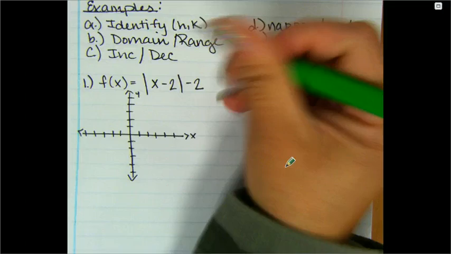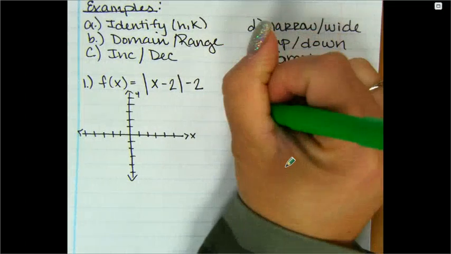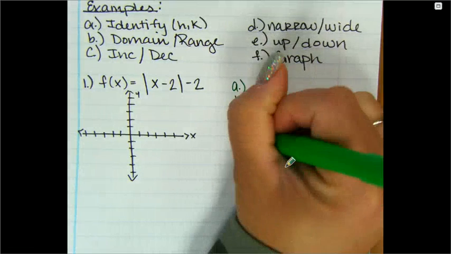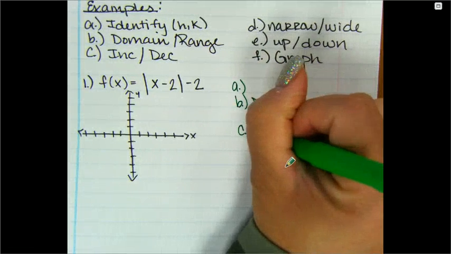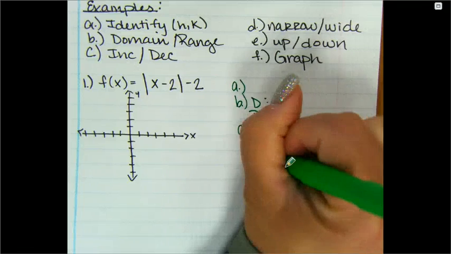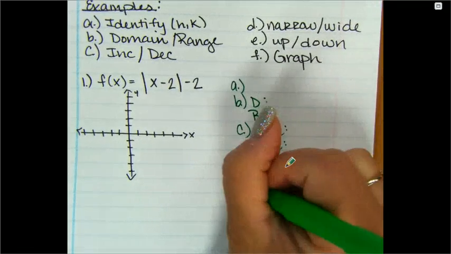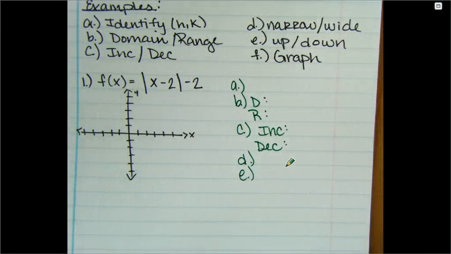All right, let's do this. Ready? You're going to identify a for me. You're going to go ahead and identify domain and range. Well, at least the domain. We had to identify increase and decrease. We still need to decide if it's narrow or wide and which way it is going. So what is h comma k?